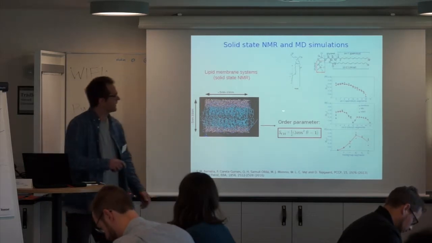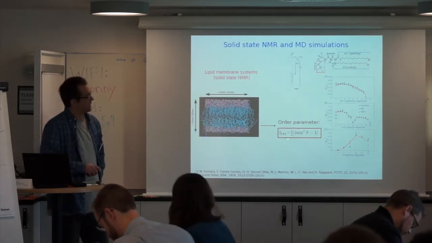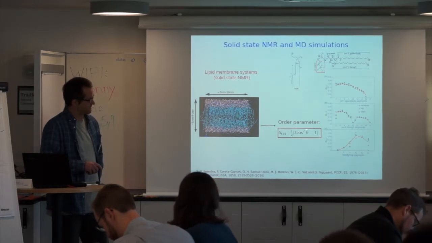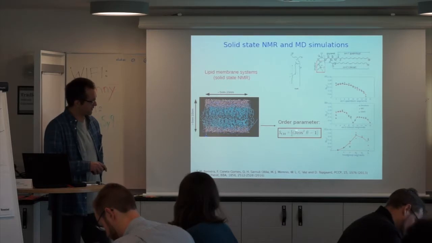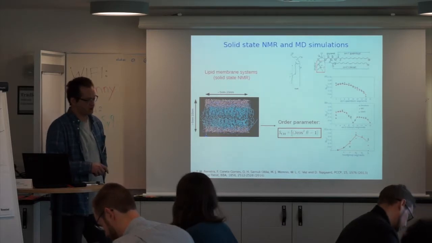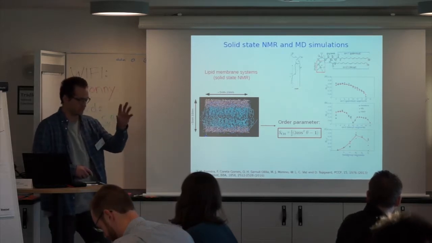So what is the order parameter for the lipid bilayer? For each hydrocarbon segment of the lipid, you can measure this number, which is called the order parameter. This involves the angle of the CH bond with respect to the membrane normal, and this is the ensemble average, so the average over the conformations the lipid molecule is sampling.